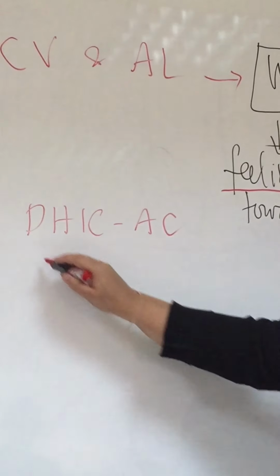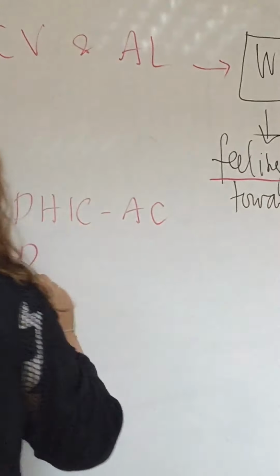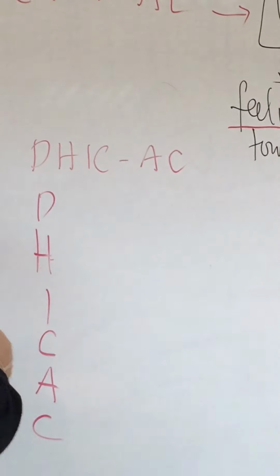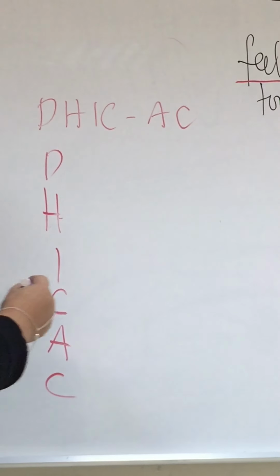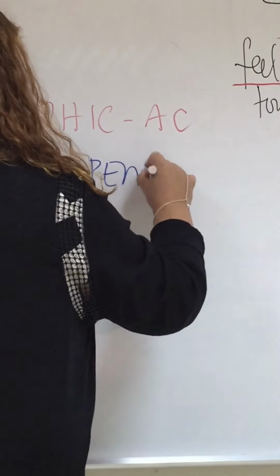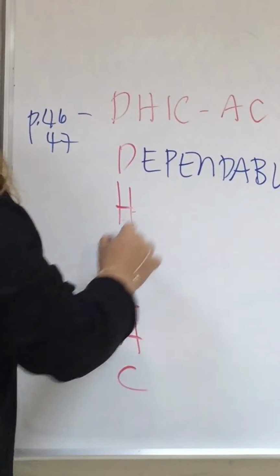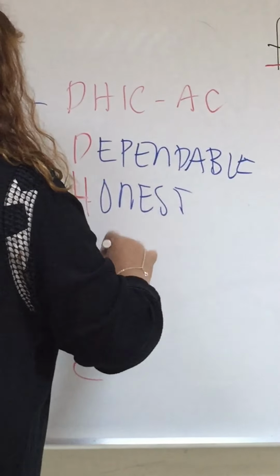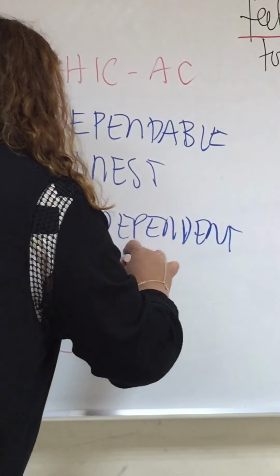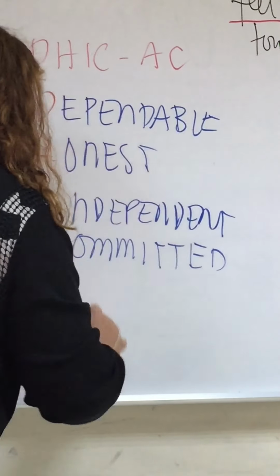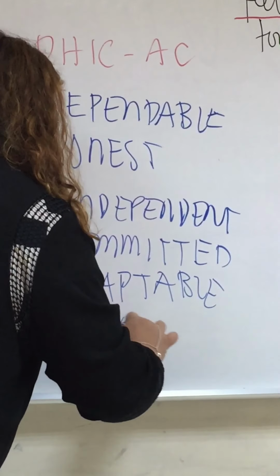DHICAC. Now, each of these will be covered or identified. Knowing these different 6 WA will help you in your CV and application letter writing. So D will stand for dependable. By the way, this is from page 46 to 47 of the text. H shall stand for honest. I for independent. The first C will be for committed, with a double M and a double T. A will be the adaptable. And the last C will stand for courteous.